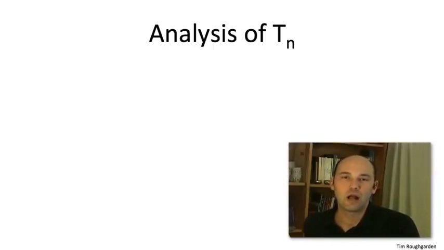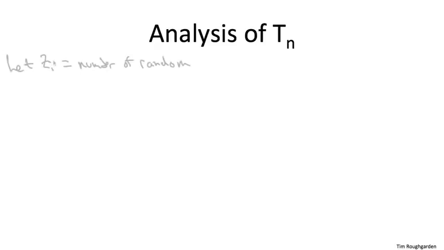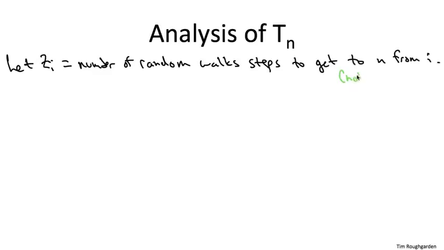For a non-negative integer i, by z sub i, I mean the number of random walk steps that you take if I start you at i until you reach position n for the first time. Notice by the definitions, z sub 0 is exactly the same thing as t sub n, the number of steps you need to reach n starting from 0.